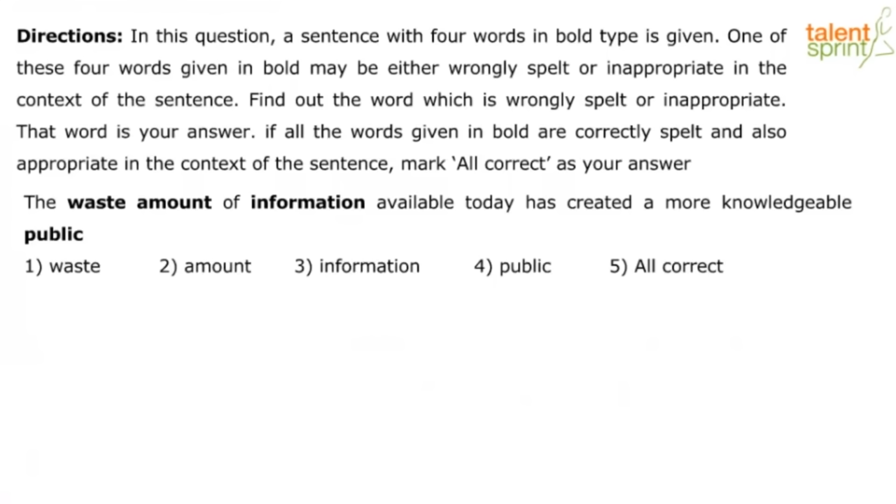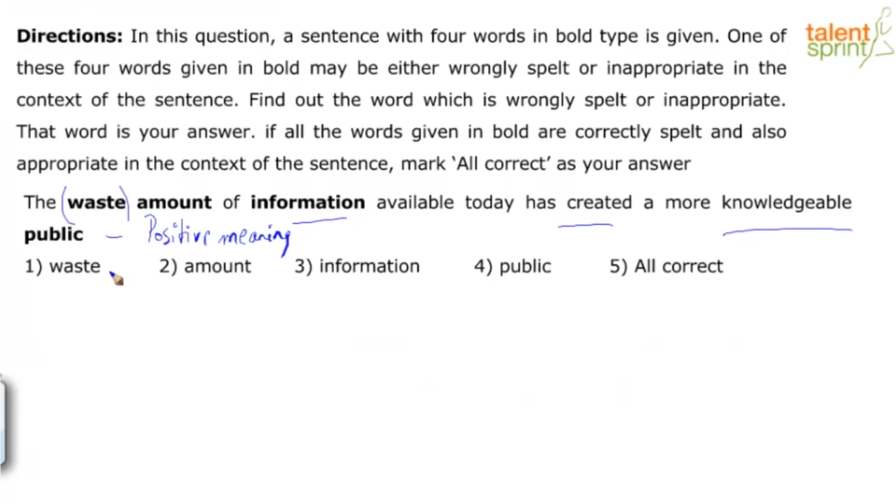Let's look at the vast amount of information available today has created a more knowledgeable public. Now, looking at the context, obviously I know the context is giving me a positive meaning, right? What are my clue words? We're talking about information. We're talking about it's created, knowledgeable. These are all positive words. So obviously, what is this negative word doing here in the context? It's an inappropriate word, right?